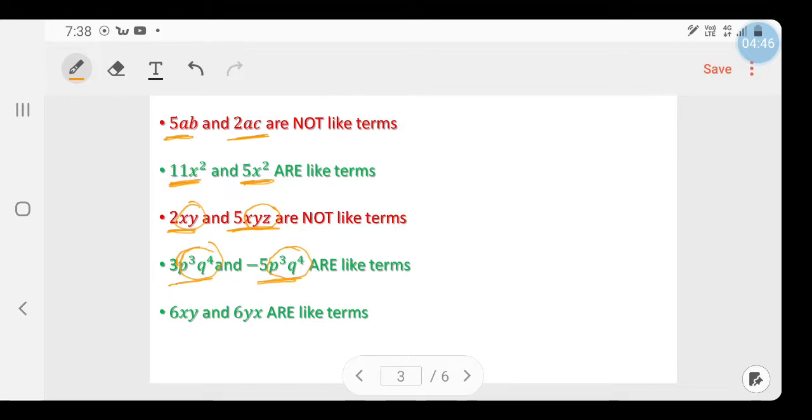And here's one I really want you to pay attention to. 6xy and 6yx are like terms. A lot of students think they are not like terms. The reason they are like terms is because the variable part is the same. xy and yx are the same. They are equal because you have to remember that xy means x times y, and when it comes to multiplication in mathematics, order doesn't matter, does it? 2 times 3 is the same as 3 times 2. So xy is the same as yx, okay? So 6xy and 6yx are like terms. And it's just a coincidence that they both have a 6 there. 6xy and 2yx would also be like terms, okay?